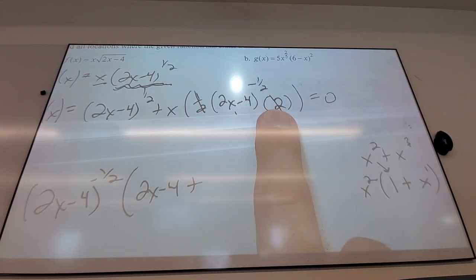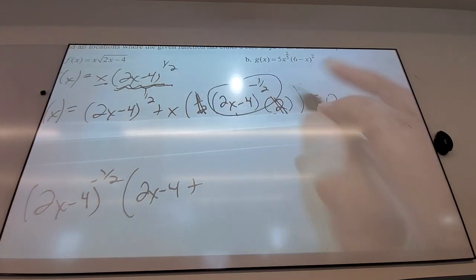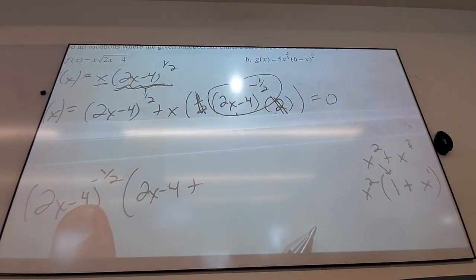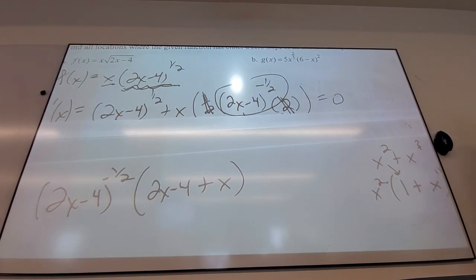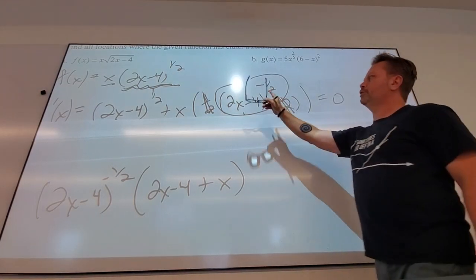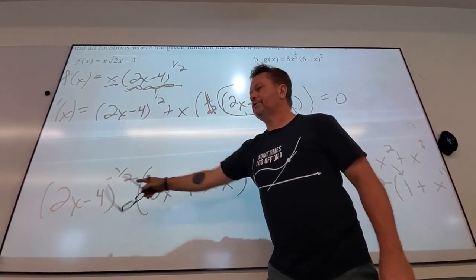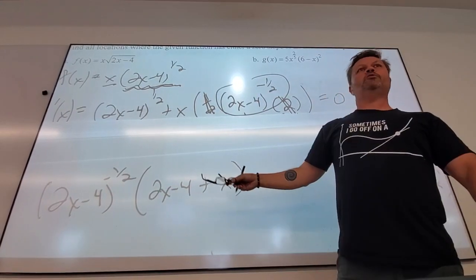Plus, what's left here? These killed each other. This was taken out, correct? So all I have left here is an x. Do you all agree with me that that is instantly so much nicer? I took the weird stuff out. What's the weirdest thing in here? The negative 1/2 power. Well, if I take that out, I should be left with not so weird stuff.